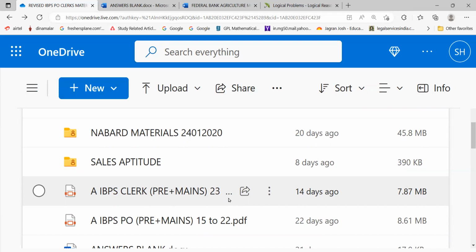Yes, sir. P into 1 plus R. R is the rate of interest. N is the number of years.